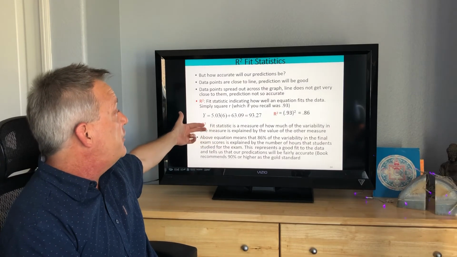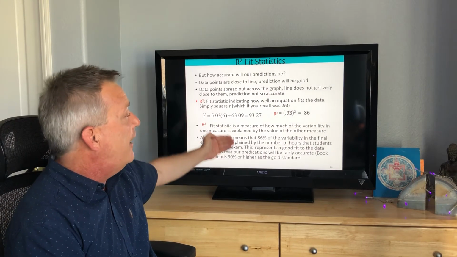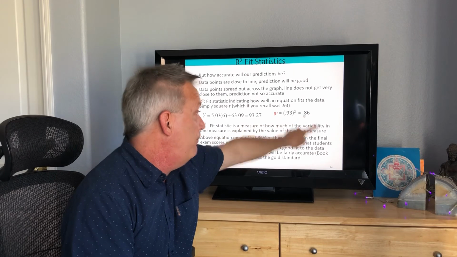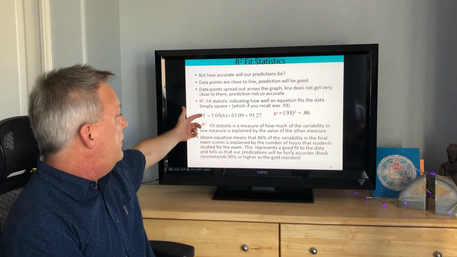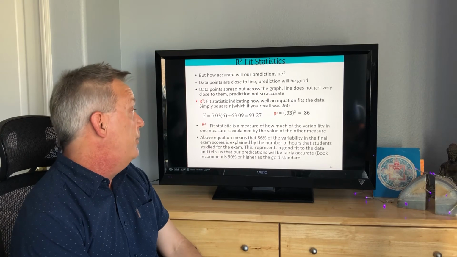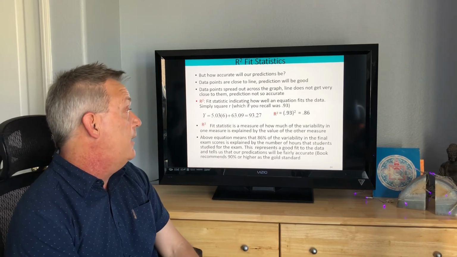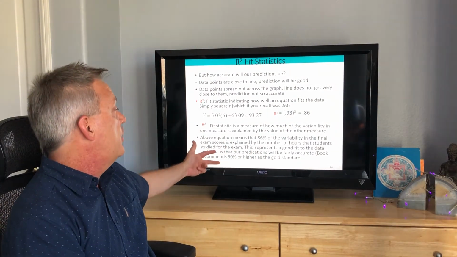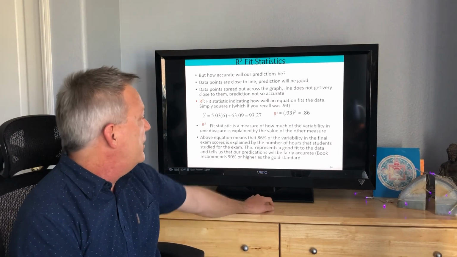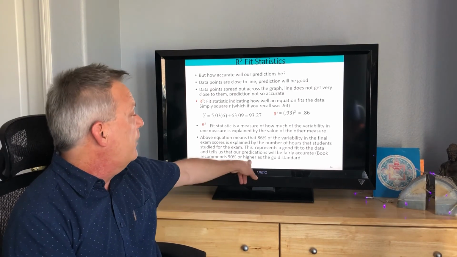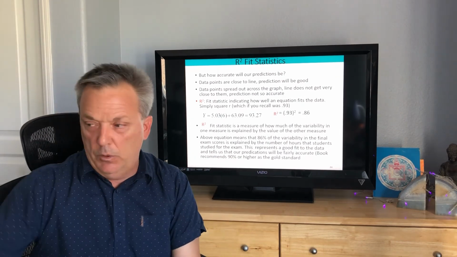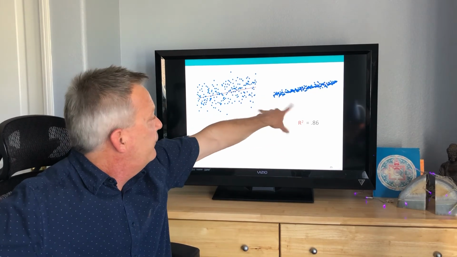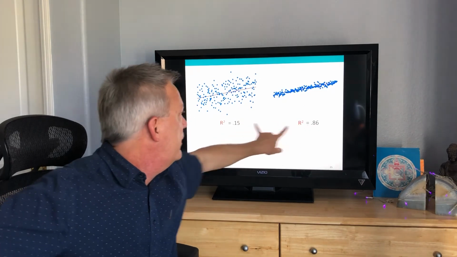The fit statistic is a measure of how much variability in one measure is explained by the value of the other measure. So what we can say right here, using this fit statistic of 0.86, is that the above equation means that 86% of the variability in the final exam scores is explained by the number of hours that students studied for the exam. This represents a good fit to the data and tells us that our predictions will be fairly accurate. The book recommends 90% or higher as the gold standard. And there are different charts, like I talked about, with a high fit statistic and a lower fit statistic.